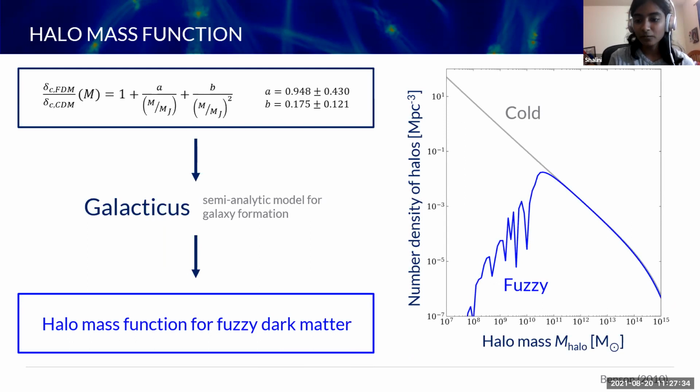And you can see that while the cold dark matter and the fuzzy dark matter agree at large scales, there are much fewer halos at low masses. And so we've been able to capture the suppression of small scale structure with this halo mass function. And in the future, it would be interesting to also compare this with observations of halo abundances as well.